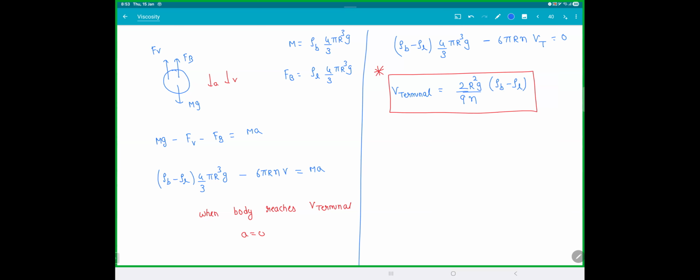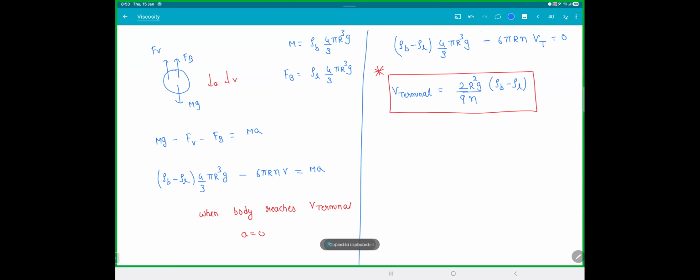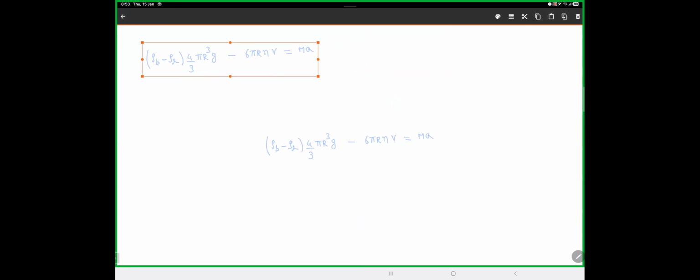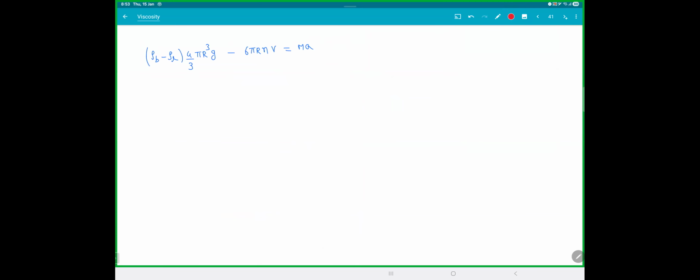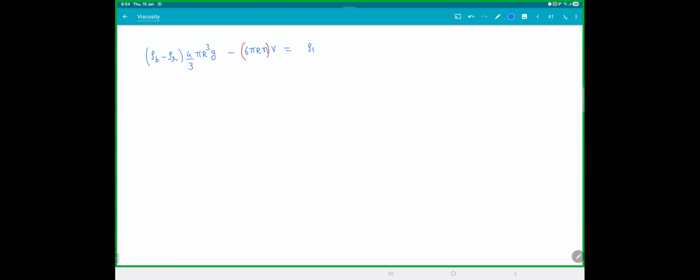Right, now let's try to find v as a function of time t. So this was the equation I need to integrate. All clear with this page? For convenience, I will call this entire thing A and this thing B. Let's call this P and this thing Q. And let's bring that m also to this side. m will be rho B times 4 by 3 pi r cube, into acceleration.